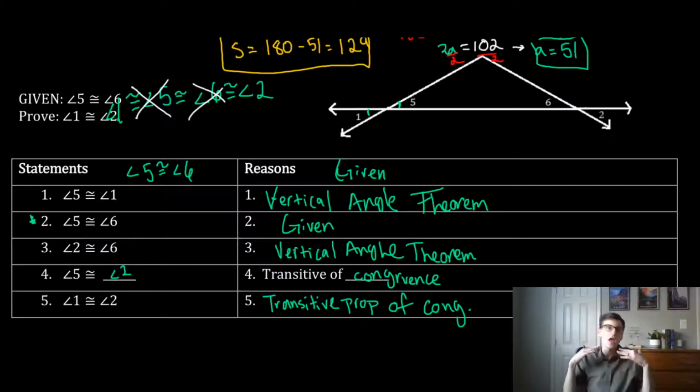Now, I don't ever want you to use double transitive, right? If you have to use multiple steps where you're using the transitive property, for example, I had to say 5 was congruent to 2 before I could say 1 was congruent to 2. You need to list both of those steps. Don't mess around with double transitive.